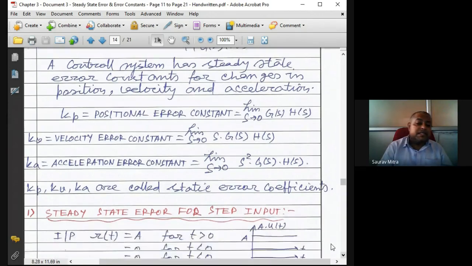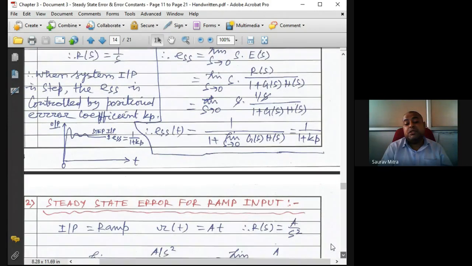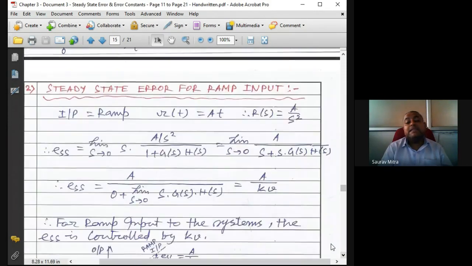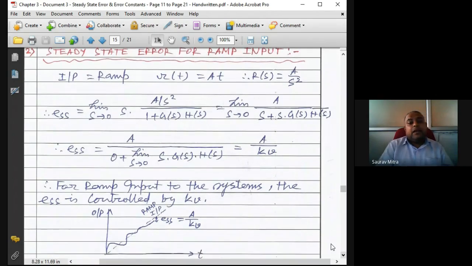So finding the steady state error from the positional, velocity and acceleration error constants is a much easier method than substituting E(s), G(s), H(s), etc. So this is the second formula. Steady state error in time domain, ess is equal to A divided by Kv, where Kv is equal to limit s tends to 0 of sG(s)H(s). The only thing you have to remember is A has to be the slope, and it should be the given slope of the ramp.